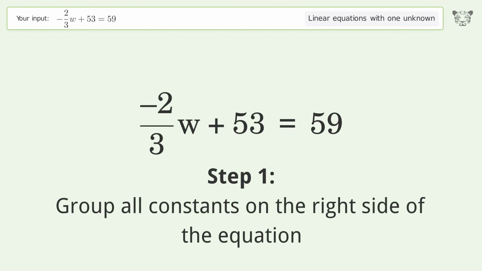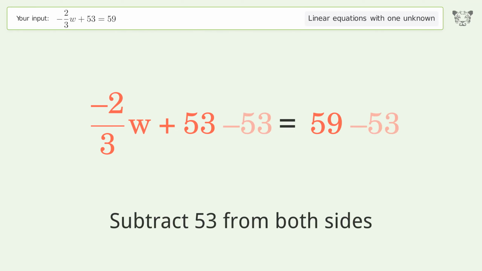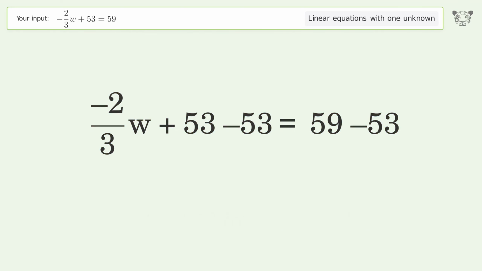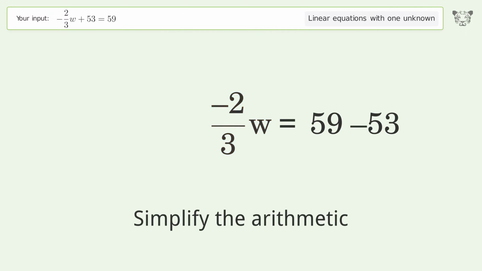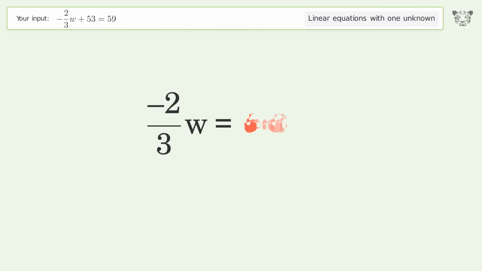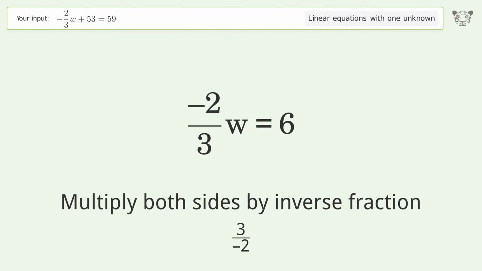Group all constants on the right side of the equation. Subtract 53 from both sides. Simplify the arithmetic. Isolate the w. Multiply both sides by inverse fraction 3 over -2.